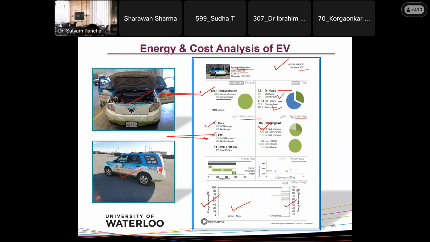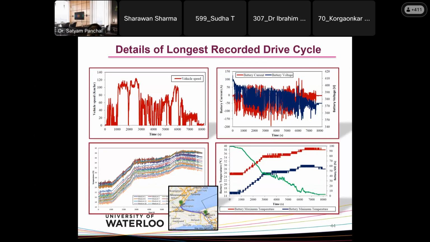So the first part was the installation of the data logger and management of the vehicle. The second part was the data analysis and the cost analysis, which is ongoing right now, which you can see in this slide. Then the longest recorded trip: the vehicle was driven from Toronto to Niagara Falls, and that trip is around 8,000 something seconds, so 2 hours and 16 minutes.